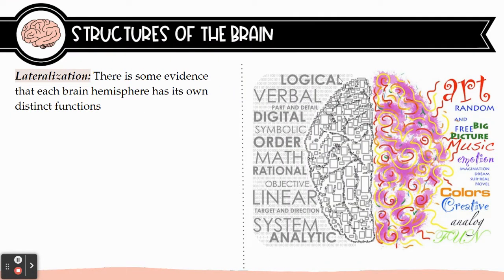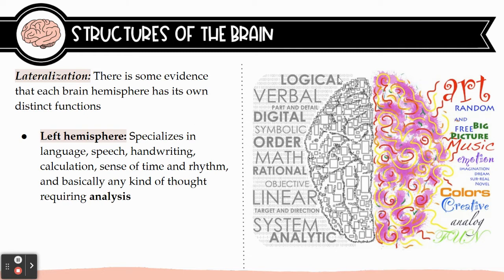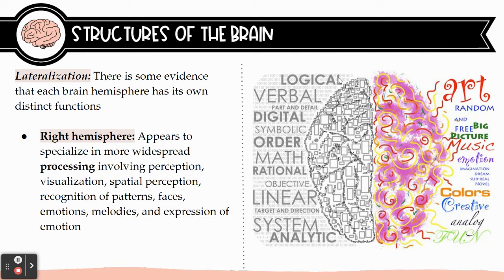So why do hemispheres matter? Why is it so separate? Well, they matter because there's lateralization. What that's showing is that each hemisphere has its own distinct function. Your left hemisphere, which you can see is outlined in gray, specializes in language, speech, handwriting, calculation, sense of time and rhythm, and basically any kind of thought that requires analysis. So any kind of logical or analytical thought is coming from that left hemisphere.